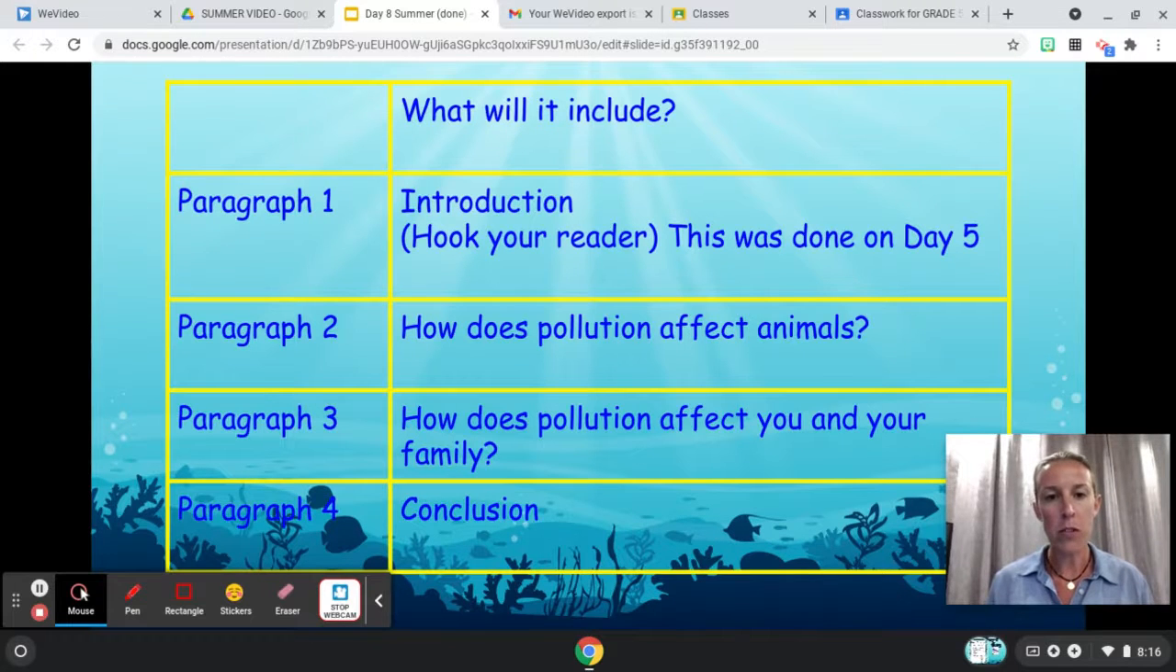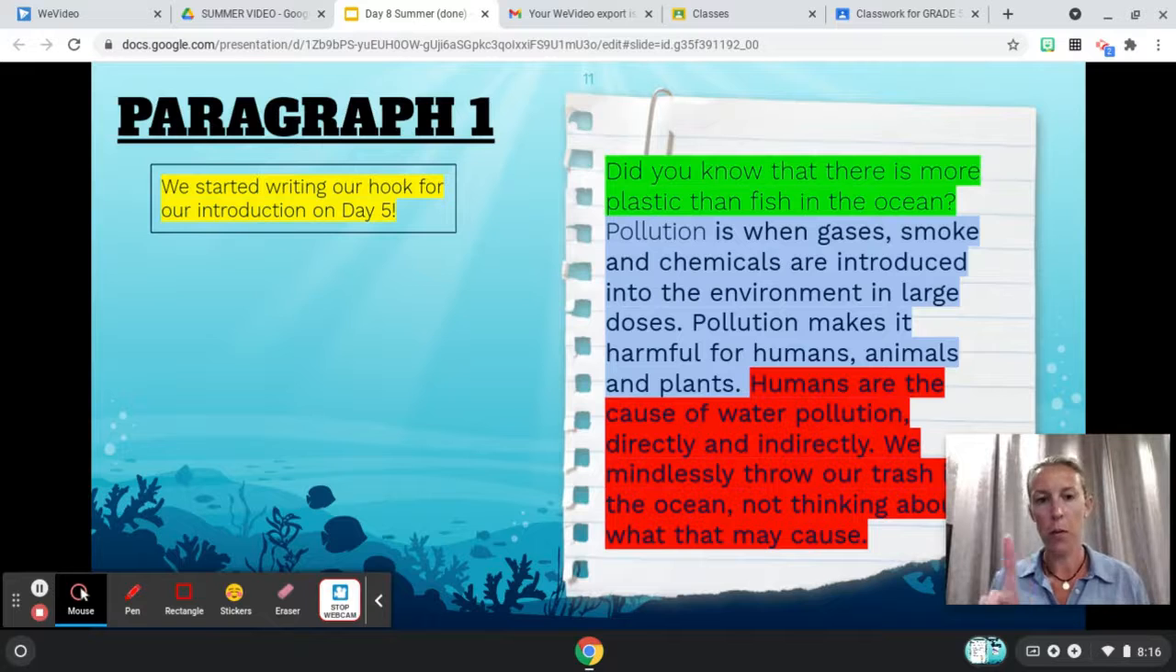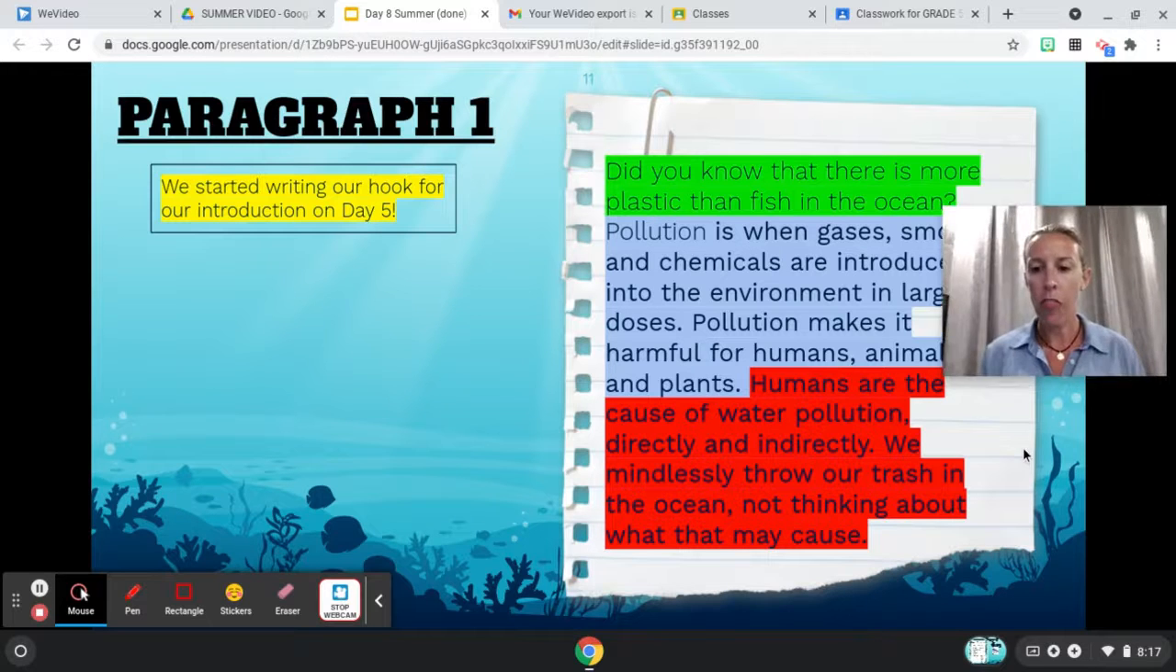Right now, I am going to reread my paragraph 1 to you. We did this on day 5. Did you know that there is more plastic than fish in the ocean? Pollution is when gases, smoke, and chemicals are introduced into the environment in large doses. Pollution makes it harmful for humans, animals, and plants. Humans are the cause of water pollution, directly and indirectly. We mindlessly throw our trash in the ocean, not thinking about what that may cause.